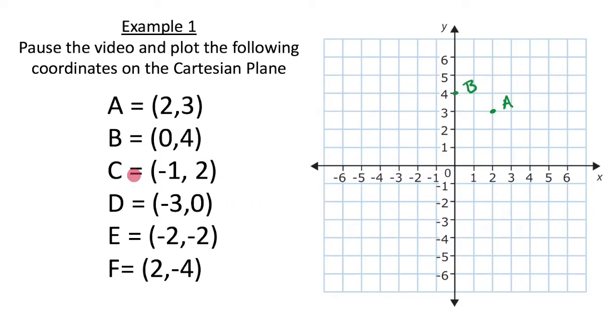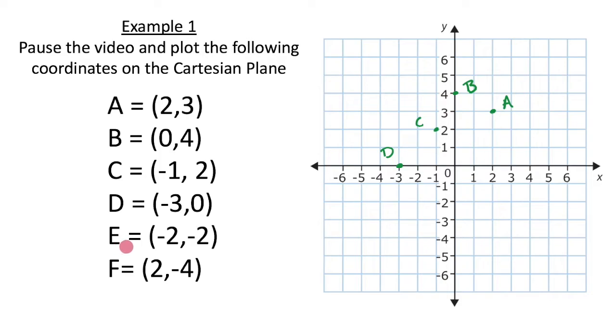Let's now go on to C, which is negative 1, 2. So I'm going to go to negative 1 on my x-axis, then 2 on my y-axis. So it's going to be there. That is going to be C. Next I have D, which is negative 3, 0. So I'm going to go to negative 3 on my x-axis, which is here. Then I'm going to go 0 on my y-axis, which means I'm just going to stay where I am. So that's going to be D. And again, another way you could think about this is that I'm going 3 units left, but I'm not going up or down. So I'm just staying where I am.